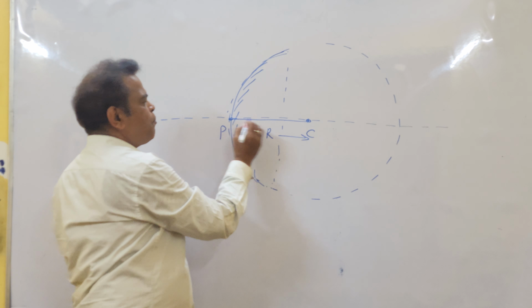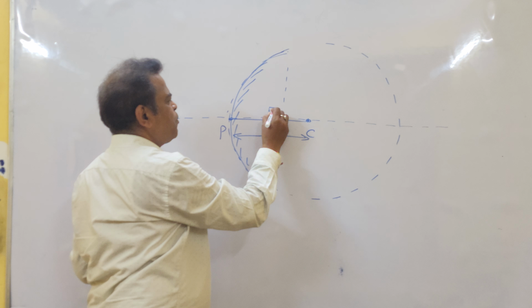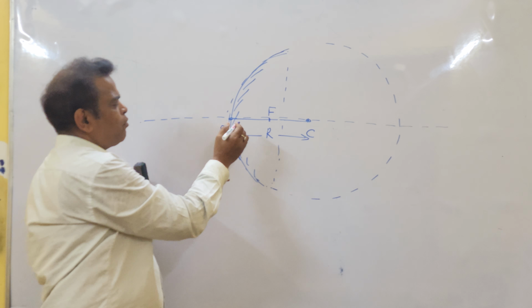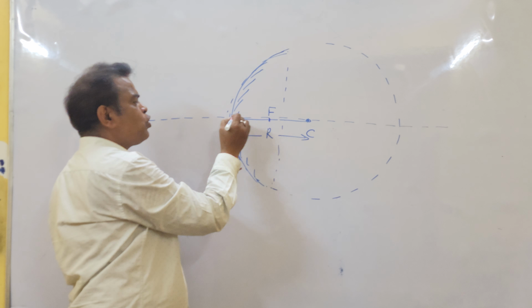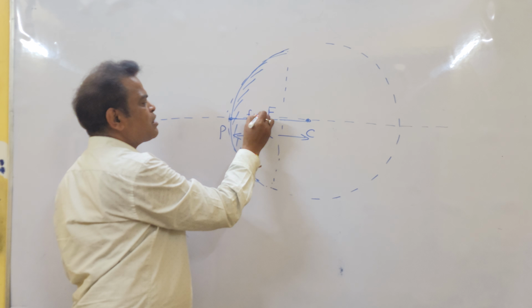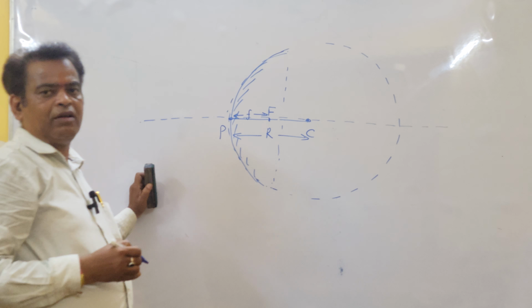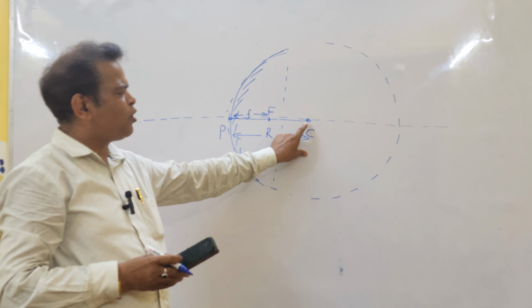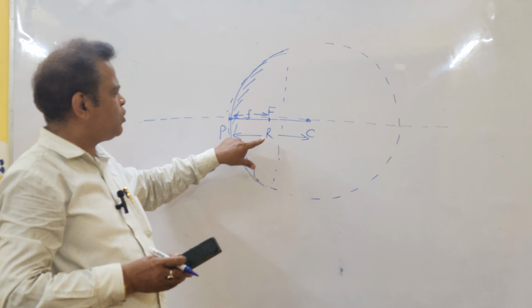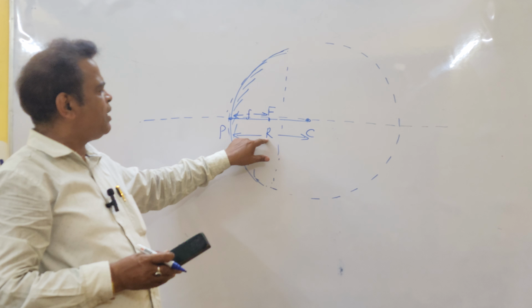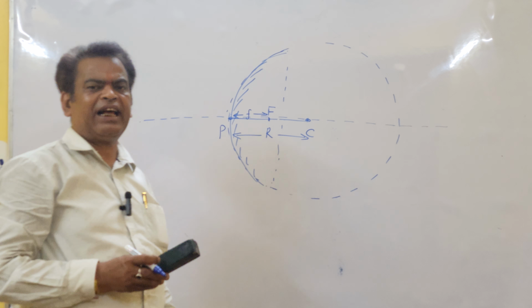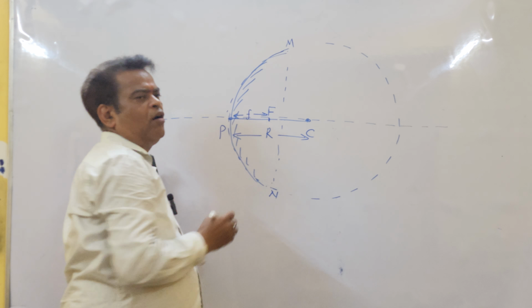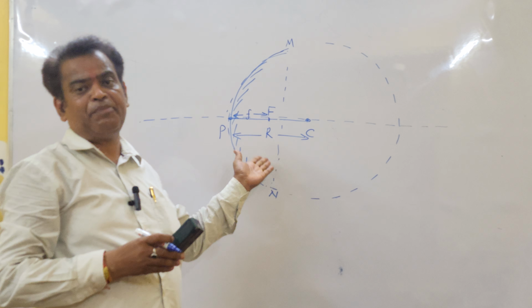And C out P, the middle point, is the focus. This point is the focus or principal focus, and the distance or length from the focus to the pole is the focal length, which is smallest. Clear na? So this is your pole, this is the center of curvature, and this is the principal focus. Capital R is the radius of curvature, and small f is the focal length. And here MN represents the aperture of the given convex mirror.